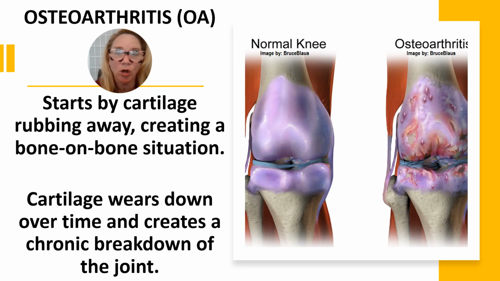Osteoarthritis is the most common diagnosed arthritic condition amongst geriatrics. It's a chronic disease that occurs over time as the cartilage wears and breaks down. As our cartilage wears and becomes thinner and thinner, you create a bone-on-bone situation, which can be quite painful for some, and the joint can deteriorate so much that it could be a candidate for joint replacement.